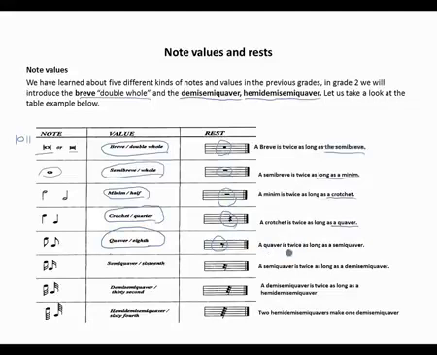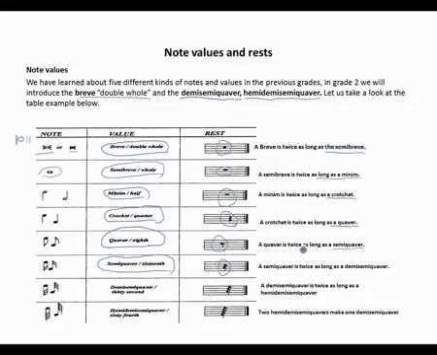A quaver is twice as long as a semiquaver. And then we have a semiquaver, which is half of a quaver. Now it has 2 flags or 2 lines, then one straight line going down, similar to the quaver rest.